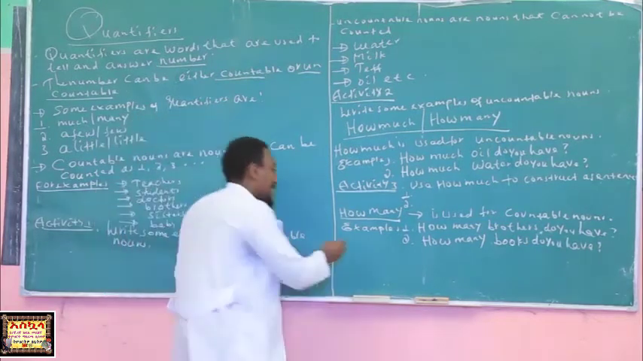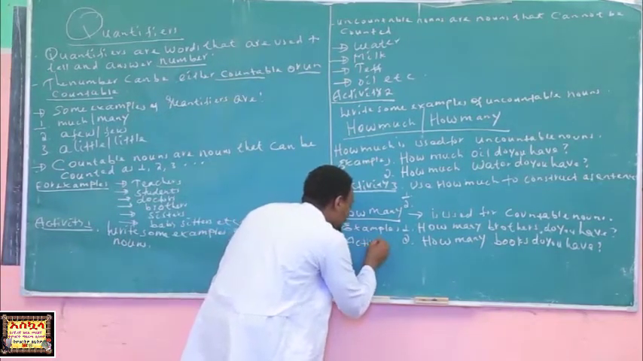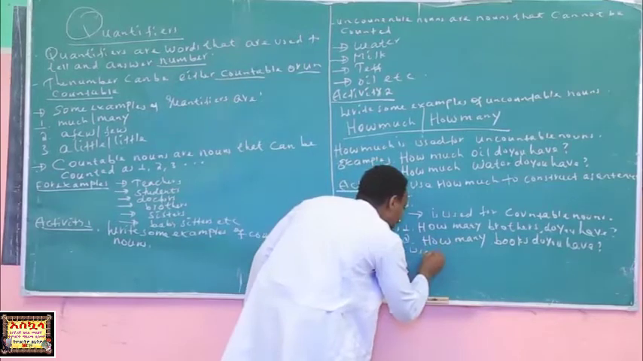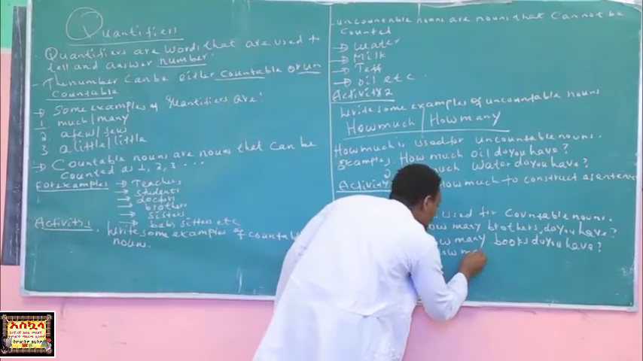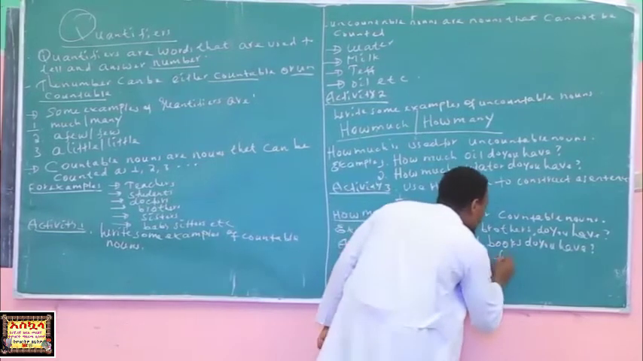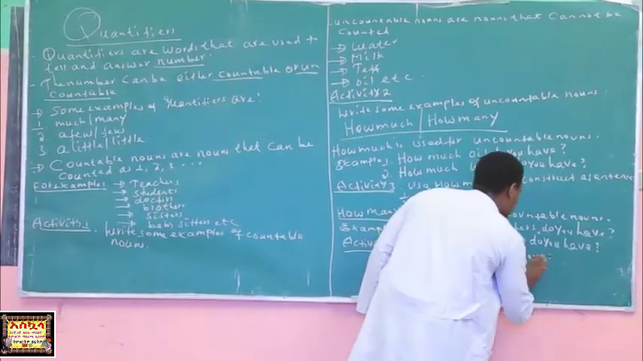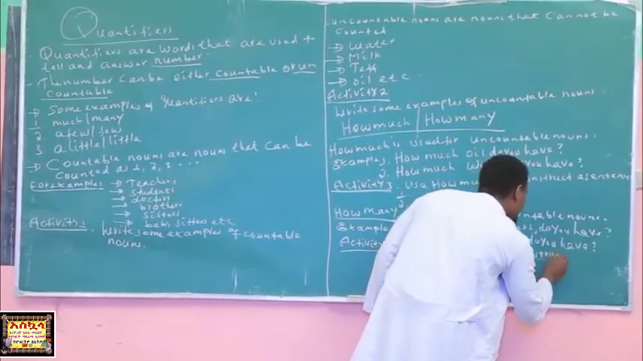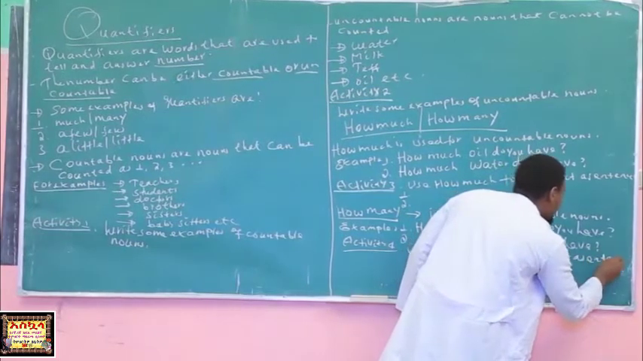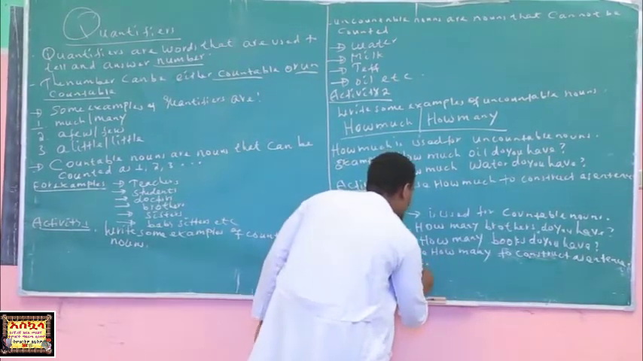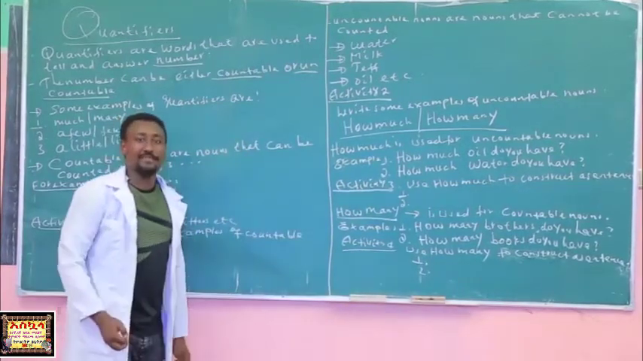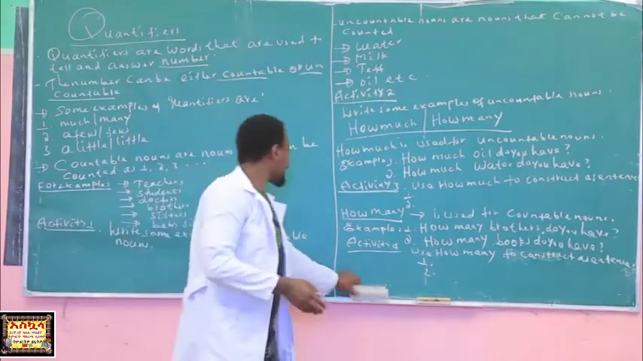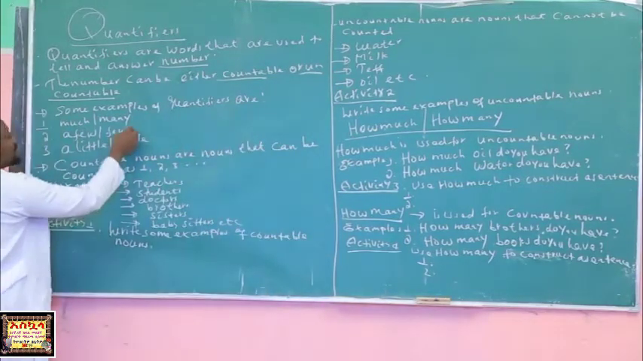Now let me give you another activity, which is called Activity 4. The same as this one. Use how many to construct a sentence. One or two. This is your Activity 4. After this, let's proceed directly to, I want to give you only the highlights.